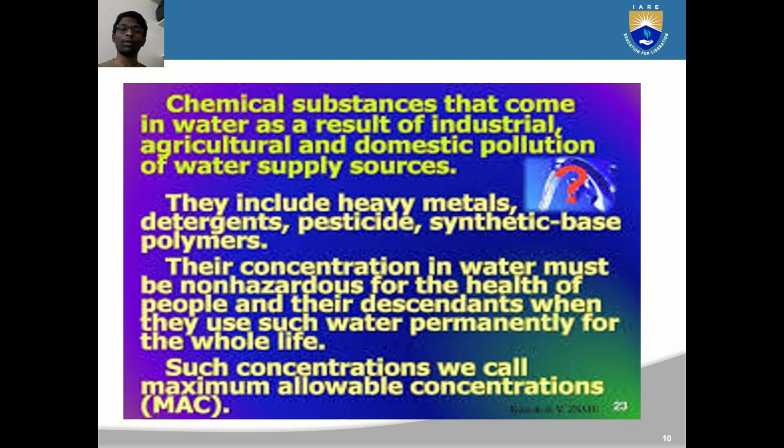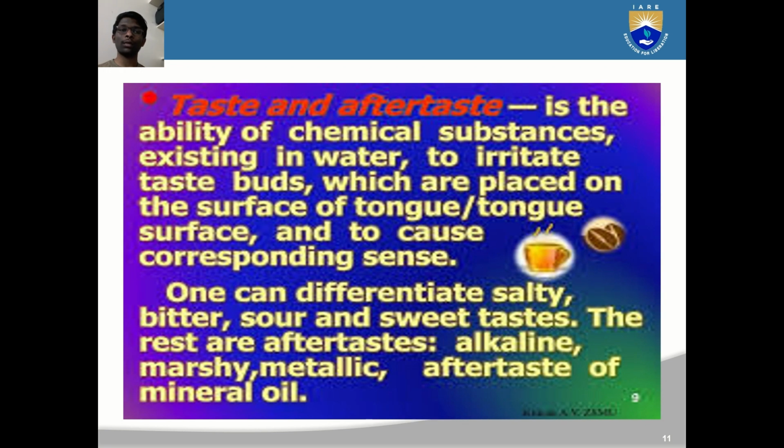Taste and aftertaste. Taste and aftertaste is the ability of chemical substances existing in water to irritate taste buds, which are placed on the surface of the tongue, and to cause a corresponding sense. One can differentiate salty, bitter, sour, and sweet tastes. The rest are aftertastes: alkaline, marshy, metallic, aftertaste of mineral oil. Tasting of water is done by humans through the tongue. The differentiation can be done in pure drinking water.